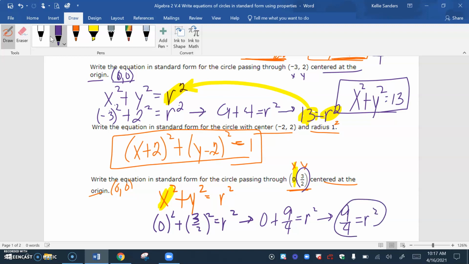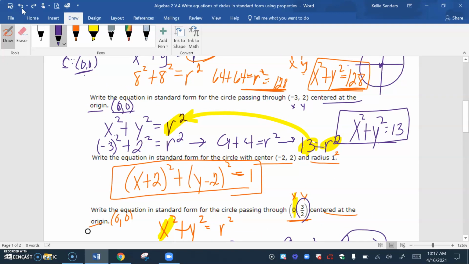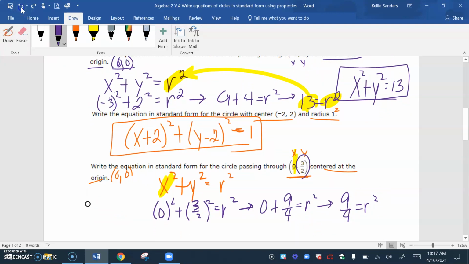shouldn't have circled that. Undo. Can I undo? Yeah. Okay, so I needed r squared right here. So the answer is going to be x² + y² equals, what's our r squared? 9 over 4.